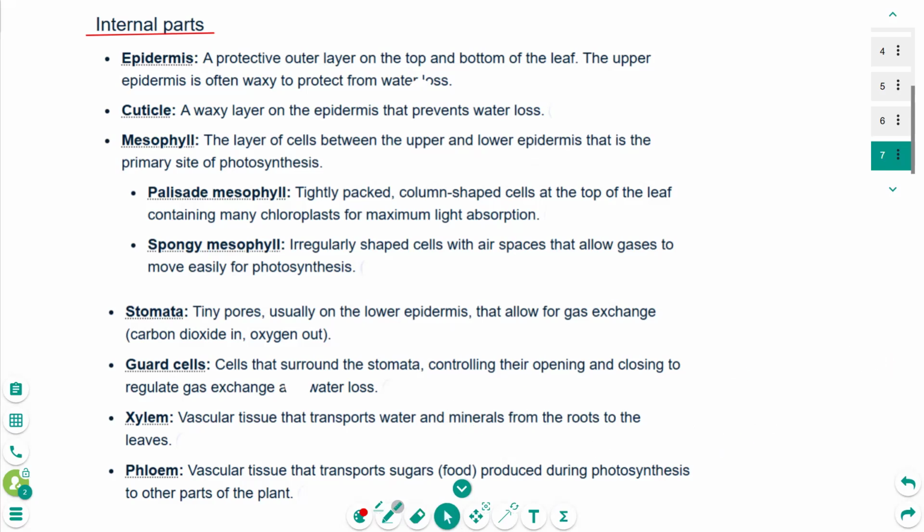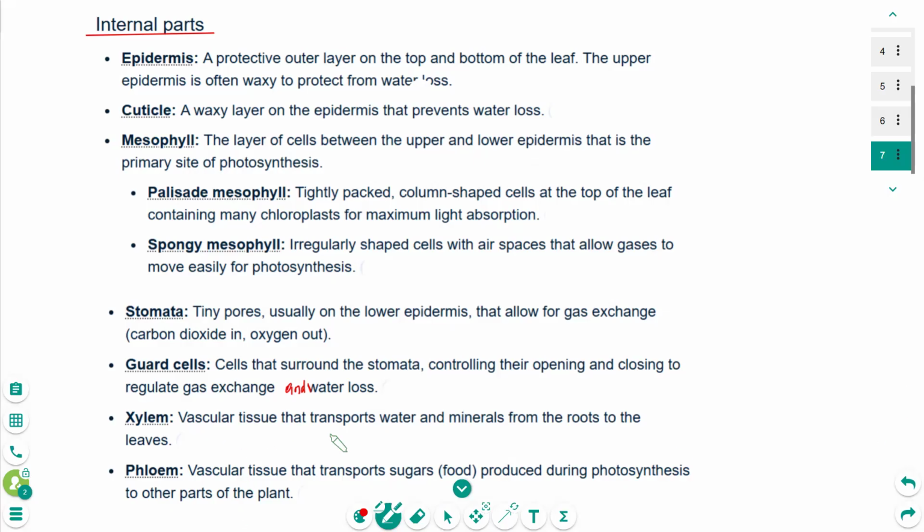Those are pores. Stomata is plural, stoma is singular. That's where we get carbon dioxide coming in, and the oxygen that we made is able to leave. And we have the guard cells, which were those sausage-shaped cells we saw in the lower epidermis. They control the opening and closing of the pores, so they control how much gas gets exchanged, and they also control how much water is lost by the plant. And then we saw xylem and phloem.